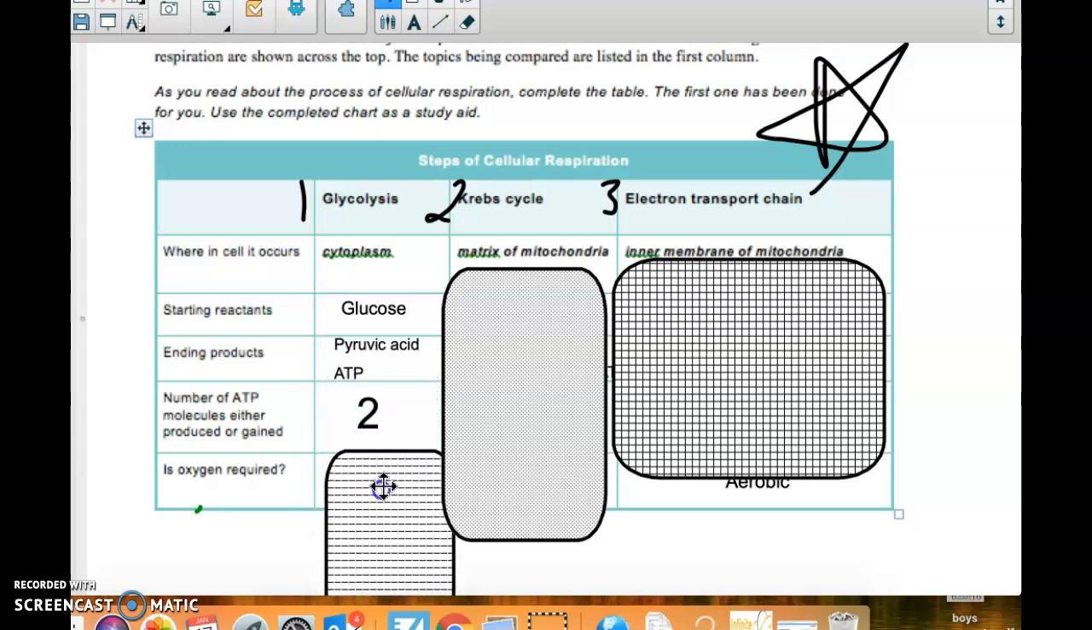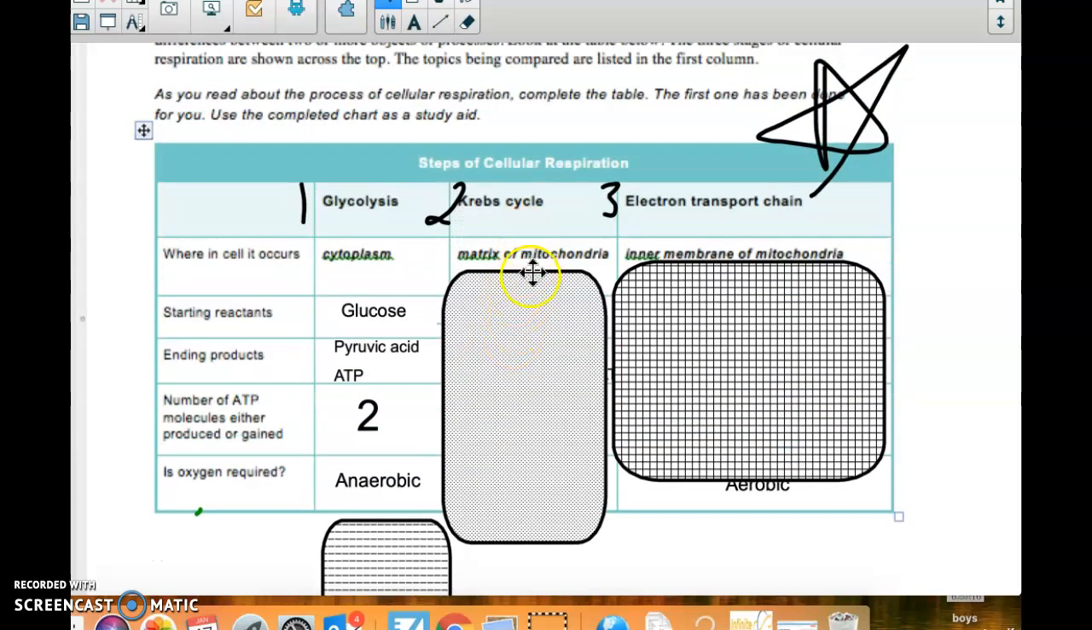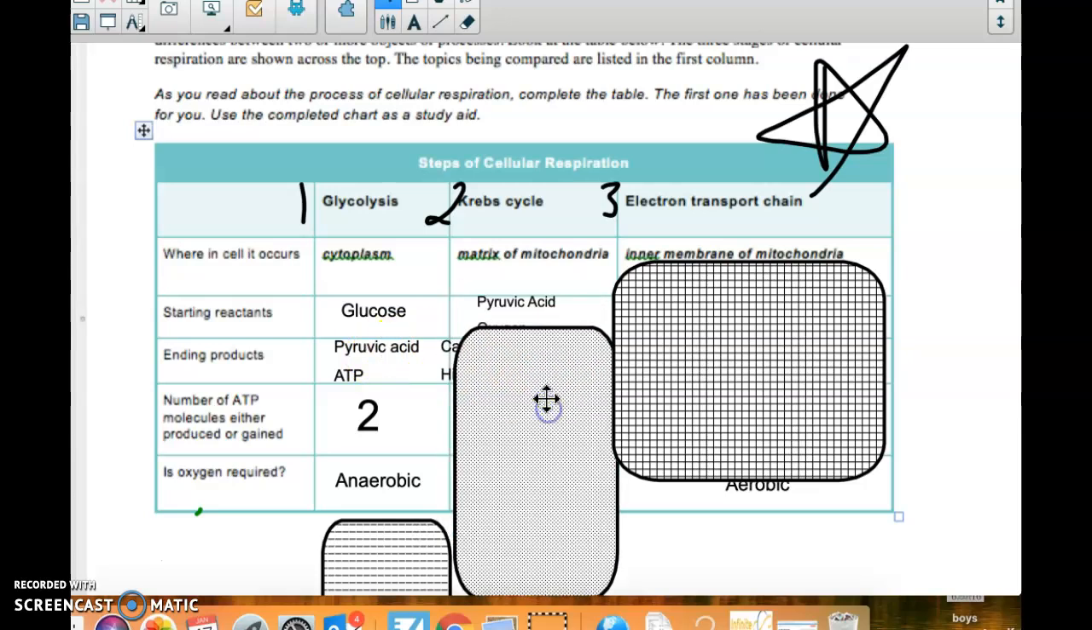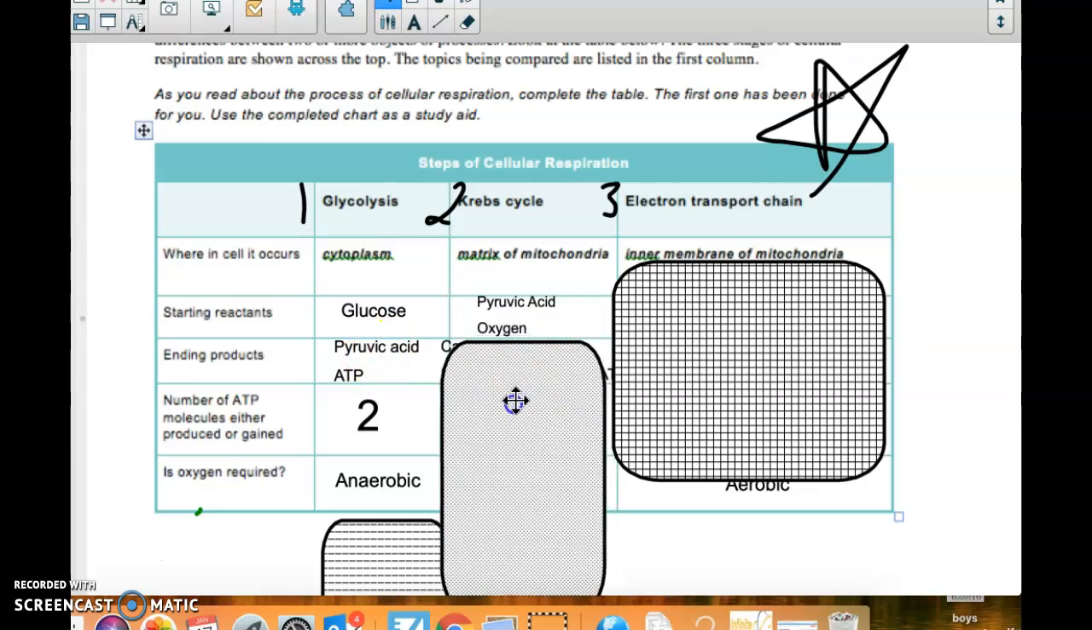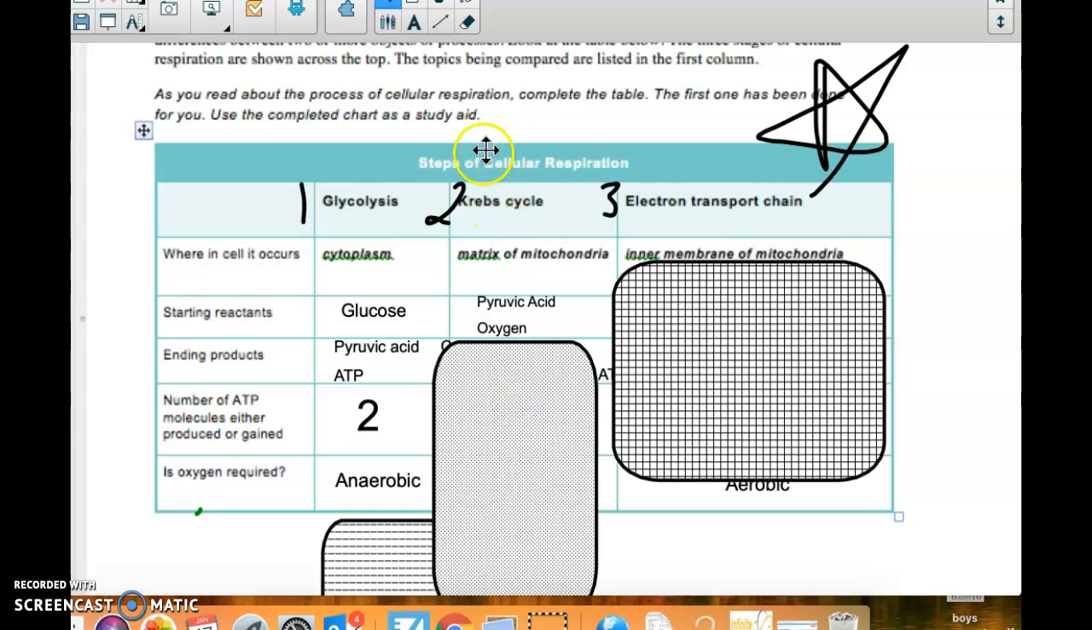How many? 2. And oxygen is not required, so it's an aerobic process. Krebs cycle happens in the matrix of a mitochondria. If there's oxygen present, the pyruvic acid is going to move into it. So pyruvic acid is needed to start, and so is oxygen. Oxygen is very important to make this start.